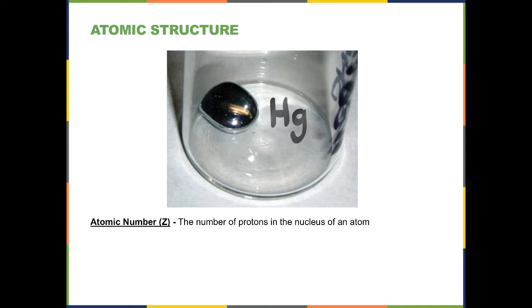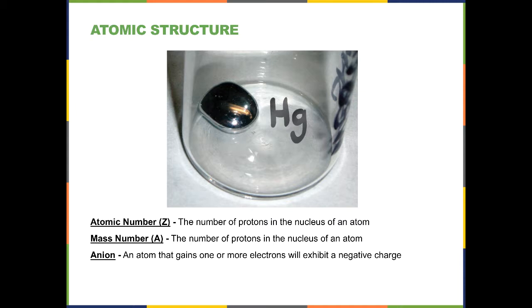The atomic number, or Z, is the number of protons in the nucleus of an atom. It's the number of protons in the nucleus of an atom. The mass number, or A, is the number of protons in the nucleus of an atom plus the number of neutrons in the nucleus of an atom.